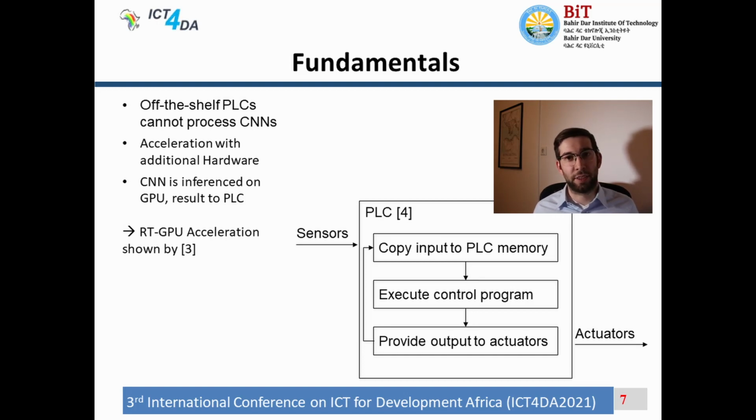And there are some side notes. Off-the-shelf PLC hardware cannot process CNNs in typical industrial cycle times, like for example 1 to 10 milliseconds. So we need to accelerate with additional hardware. This is already shown in recent works. Here, CNNs are inferenced on GPUs instead of CPUs, and the result is pushed back to the PLC. This type of real-time GPU usage next to PLCs for hardware acceleration is shown in the literature.